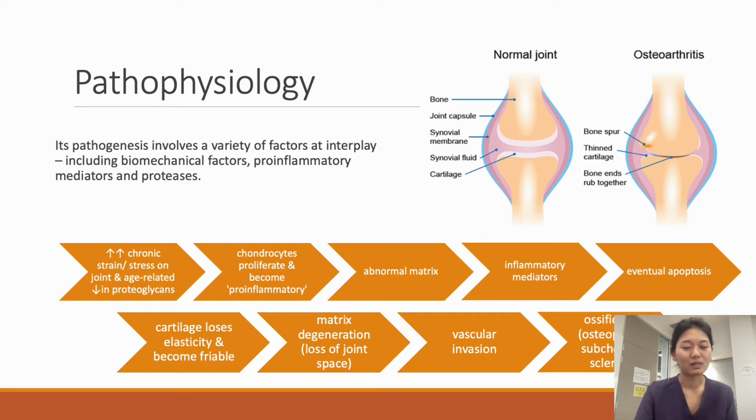What that results in is chondrocytes proliferating and becoming pro-inflammatory, and that results in an abnormal matrix with the release of inflammatory mediators, leading to eventual apoptosis. That further leads to loss of elasticity in the cartilage, which becomes quite friable, and the matrix of the joint degenerates, and that's how you can see some loss of joint space on X-ray. You also get vascular invasion into the joint, and that leads to formation of osteophytes and some subchondral sclerosis as well.